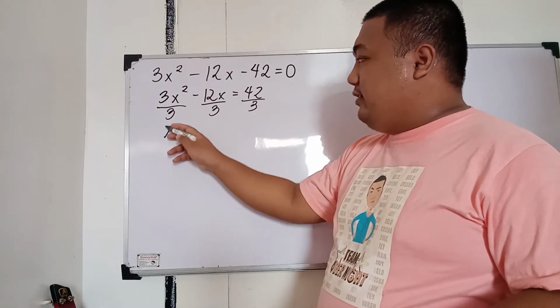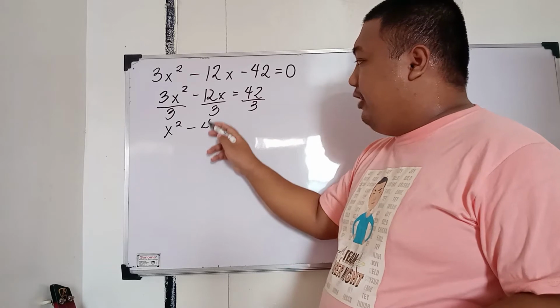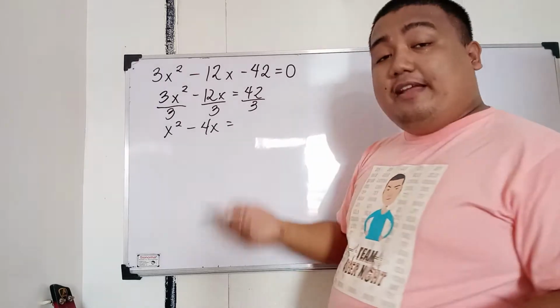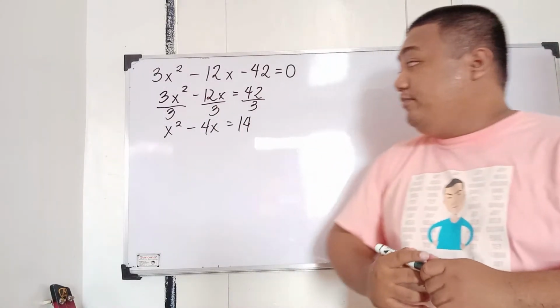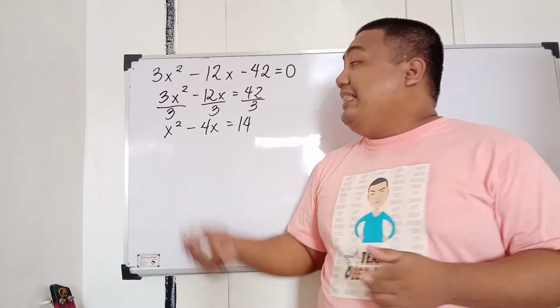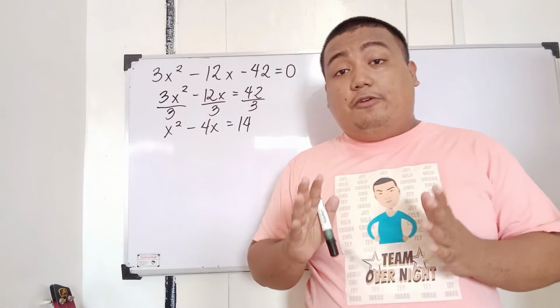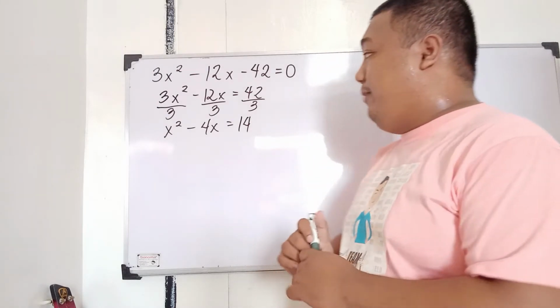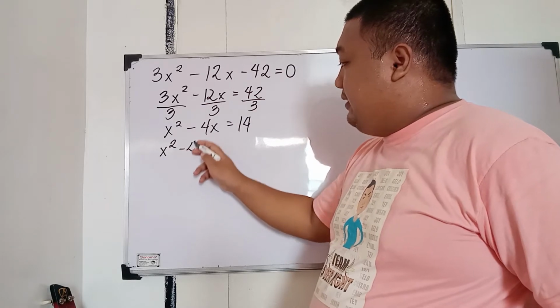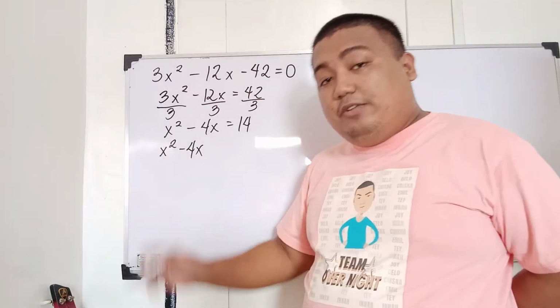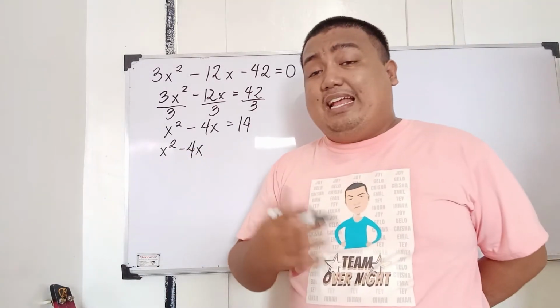So, that will be x squared minus 4x. Then, 42 divided by 3, that is 14. Okay? So, now, wala nang katabi yung x squared natin. So, we can now use the process of completing the square. So, x squared minus 4x. So, gagawin, divided by 2, negative 4 divided by 2, that is negative 2.